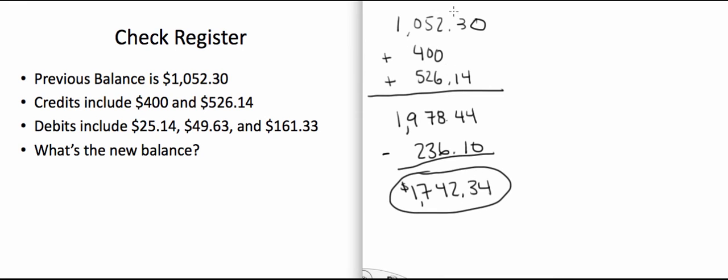Okay, so with our check register, we start with our previous balance, add in our credits, subtract out the debits, and we get our new balance.